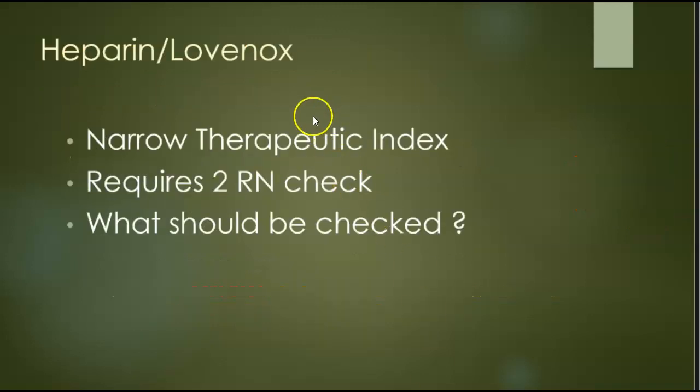So heparin and Lovenox have a narrow therapeutic index. It requires a 2 RN check. And again, what should be checked? It basically should be certainly the 5 rights, and really you should be looking at the 10 rights that are listed in your book.